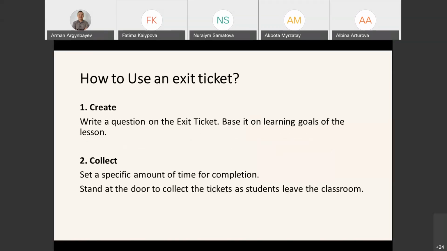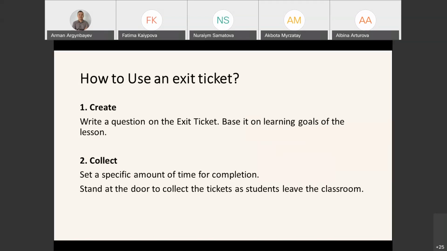How can we use an exit ticket? Well, we have to create it first. There are lots of different handouts, templates actually, on the internet. If you just search, I'll show you a few in this lecture. And you should base your questions on the learning goals of your specific lesson. Then you should set a specific time for completion. Usually it's the last 5 minutes, the revision part of the lesson.